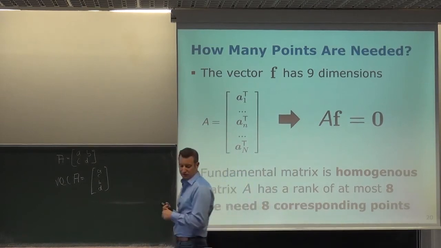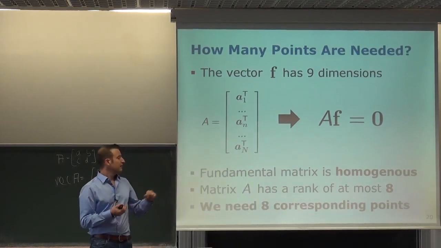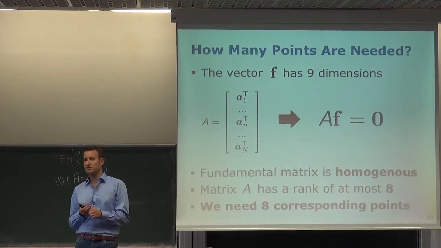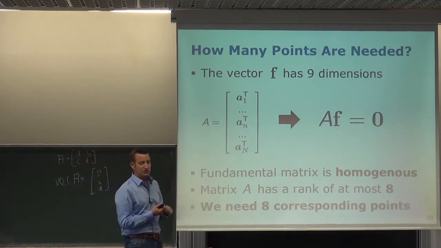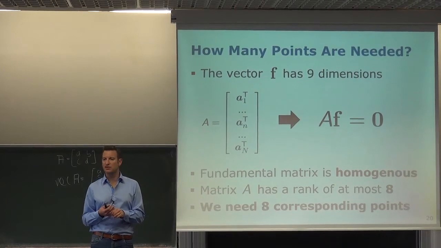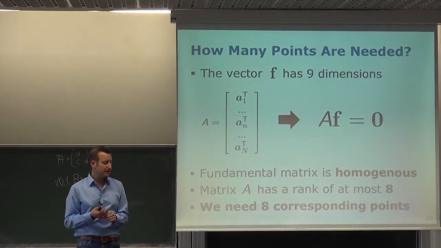We have this rank deficiency we also discussed. We can actually do better because we know that f has 7 degrees of freedom. So in theory, 7 should be sufficient. But for this approach over here, we stick with 8 corresponding points. And we'll discuss afterwards how we can use 7 corresponding points.